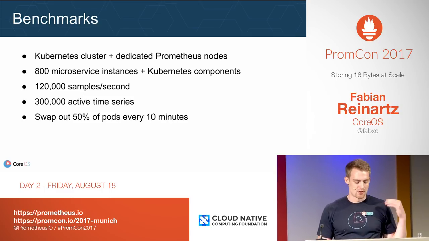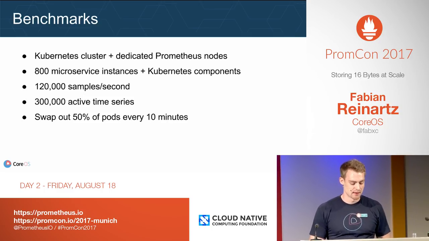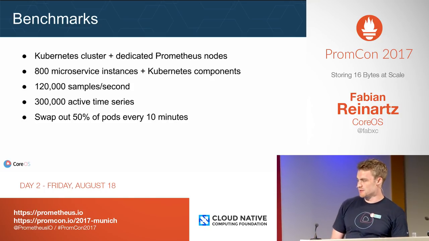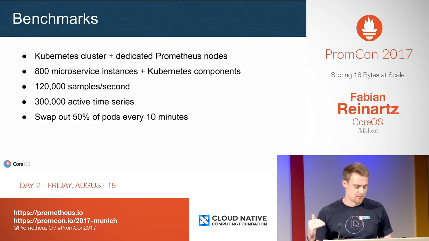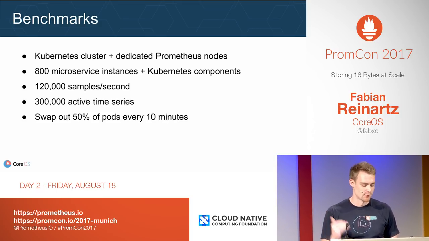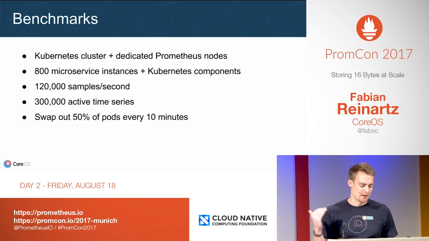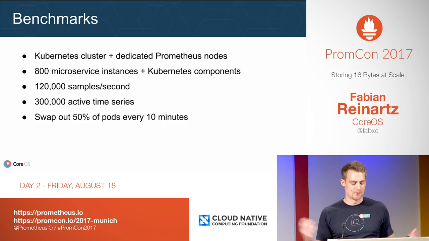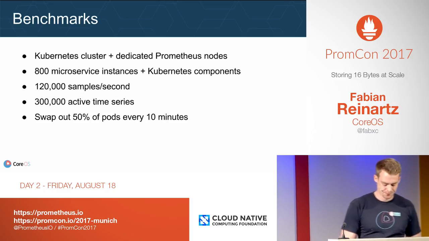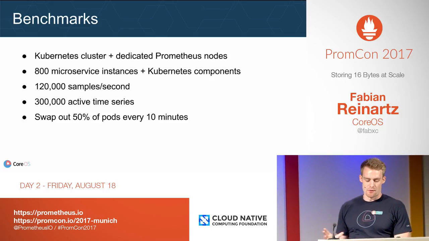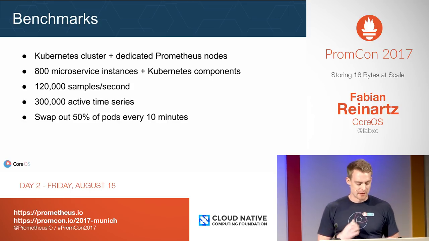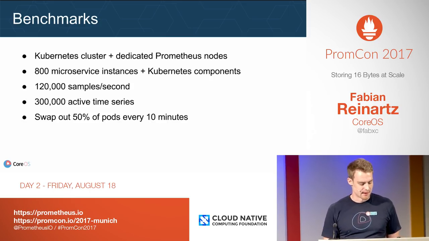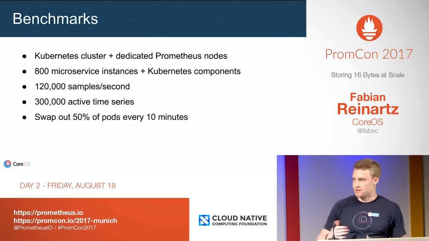And this gets us to 120,000 samples per second over 300,000 active time series. There's a lot fewer series that we are shooting for, but in return, we simulate series churn very excessively. So we swap out 50% of our running applications every 10 minutes, which means every 10 minutes, our number of series in our entire database goes up by 50%. That's a really straining and stressing scenario, probably 10x higher than you would encounter in the real world today. But it's a good way to test whether the model that we developed scales into the future.